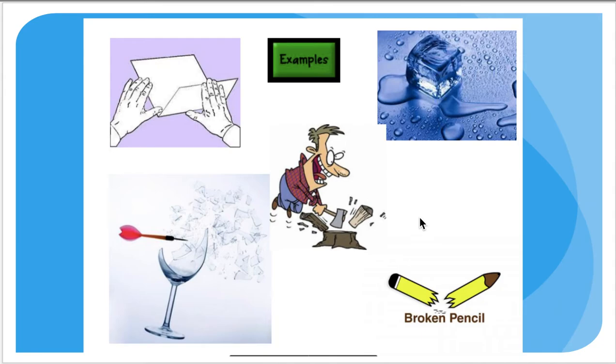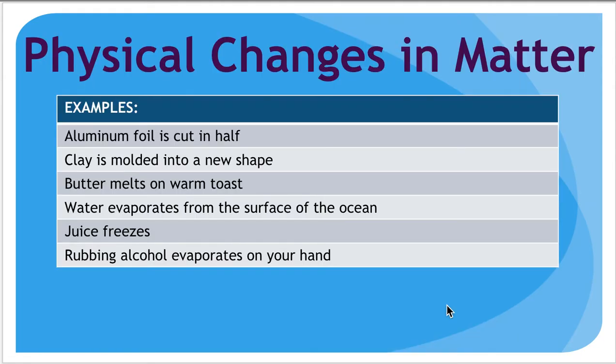And so like we were saying, you can oftentimes reverse it. Now, the broken pencil, the broken glass, the broken wood, it's never going to look exactly like it did, but you could put it back together. All right, so here are some more examples. Aluminum foil cut in half. And you have these examples in your notes. Clay molded into a new shape. It's still clay.